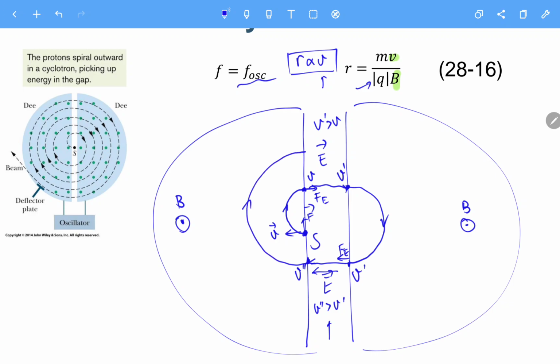So in this case, we change the E field direction occasionally, and then we can eventually make the velocity of the particle become larger and larger, and then up to a point, it can shoot out. Maybe up to this point, there will be a deflector plate to make a beam. So that's how it works.